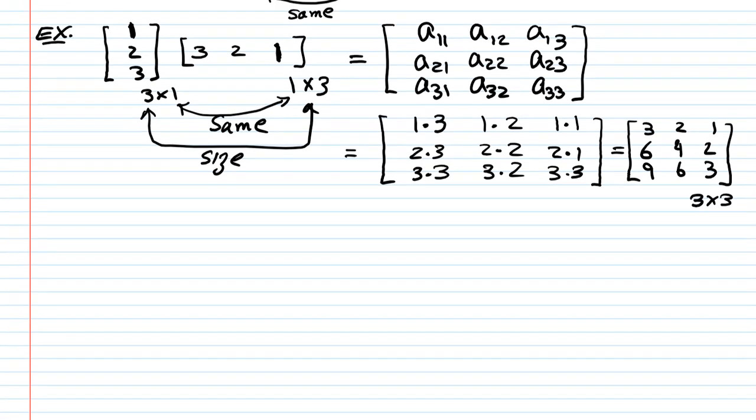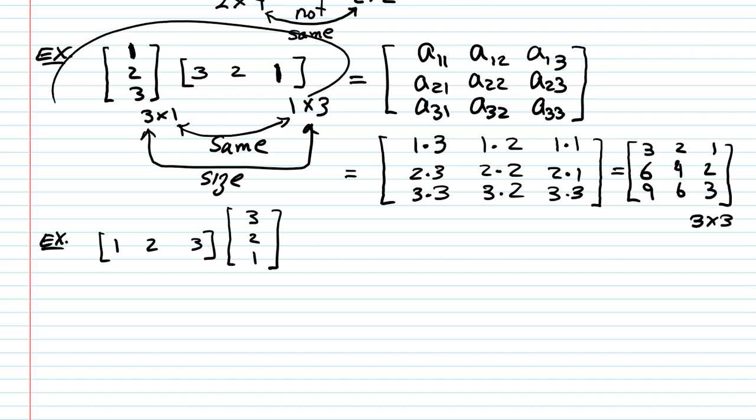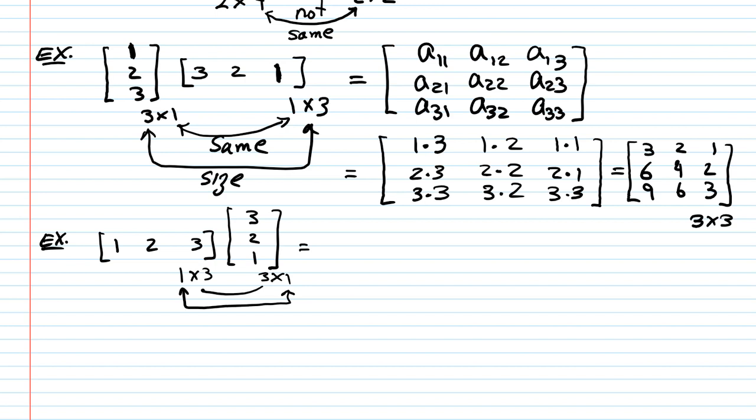Now let's take a look at something interesting. Another interesting product. Suppose now I'm doing, let's do the same thing. We're going to do 1, 2, 3. This time multiply by 3, 2, 1. See the one that I just did above that? It was a column times a row matrix. Now I'm multiplying a row by a column matrix. 1 row, 3 columns. 3 rows, 1 column. The inside numbers are the same. The outside numbers will be the size of the matrix. We're going to have a 1 by 1 matrix.